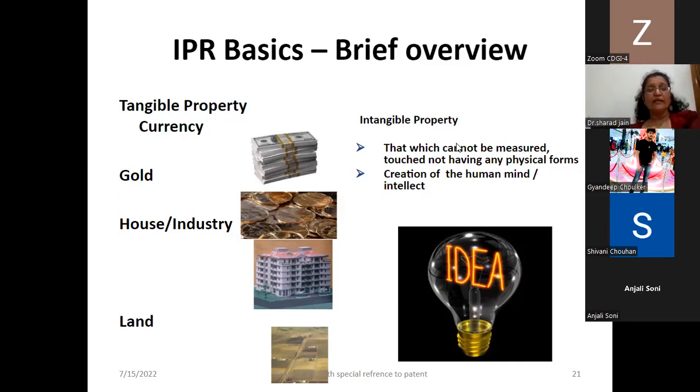Anybody can bring any kind of property from their mind, that may be any product. We will talk in detail later on. These are tangible properties: we can see gold, land, buildings, money. But intellectual property is intangible property. We cannot see it. An idea comes from the mind, and it cannot be measured, cannot be touched, cannot have a physical form. It comes in the form of an idea, and that creativity comes from the human mind, which we call intellect. Intellectual property is the property which comes from the human mind.